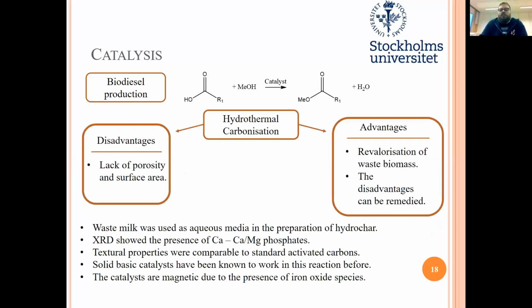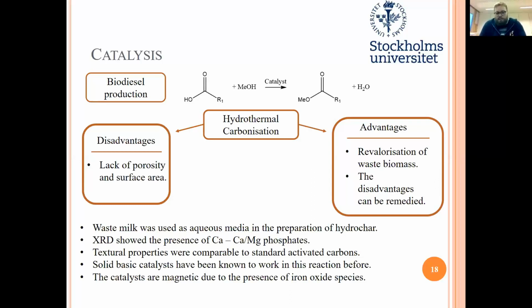So using hydrothermal carbonization for producing these carbonaceous materials has advantages and disadvantages, as we know. Everything has. The main disadvantage of these materials is that they lack porosity and surface area. For an application in catalysis, we want the material to have as much surface area as possible, because in catalysis, the contact between the reactants and the active phase of the catalyst is important. By increasing the surface area, we're allowing more cycles of the reaction to take place.